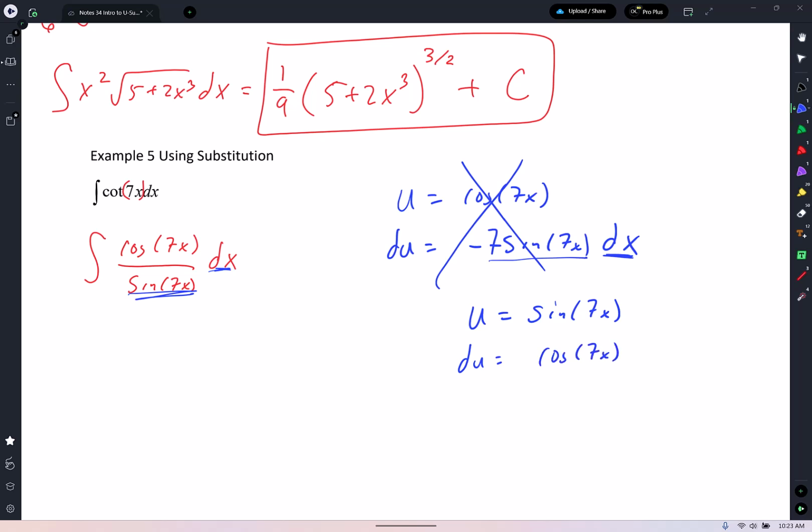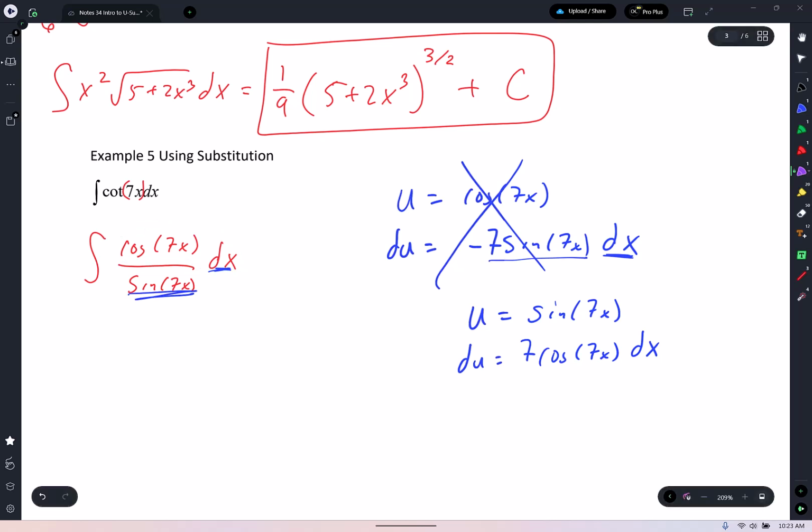Cosine 7x times 7. Make sure to put the dx on the outside like that. All right, here we go. I'm going to take my calculator, take my pencil here, and change colors. I almost have cosine 7x dx. That's what I have. What am I missing?